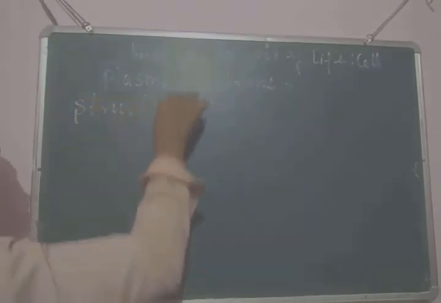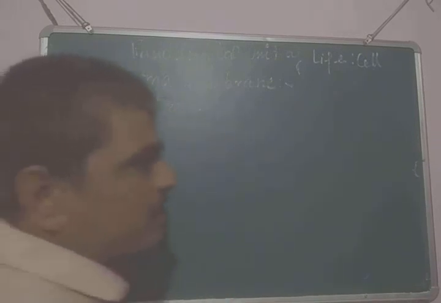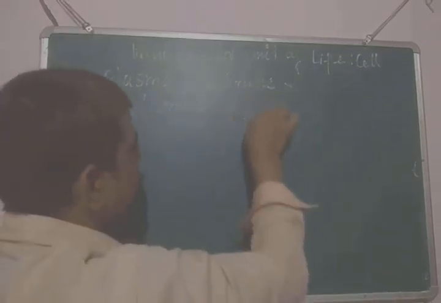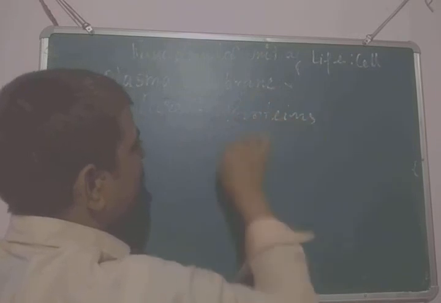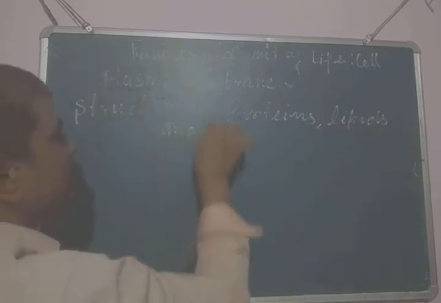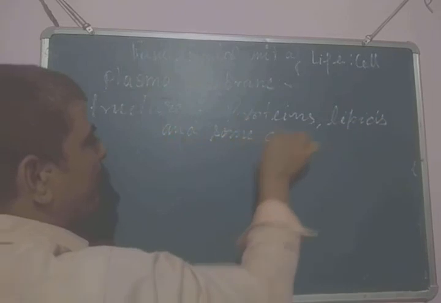Now let's talk about the structure of the plasma membrane. Dear students, the plasma membrane is composed of proteins, lipids, and some carbohydrate compounds.